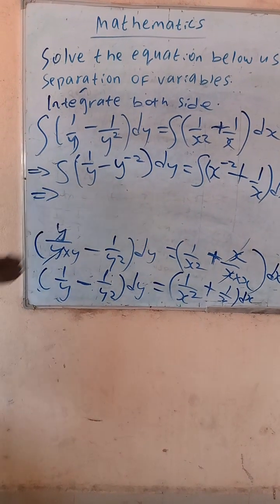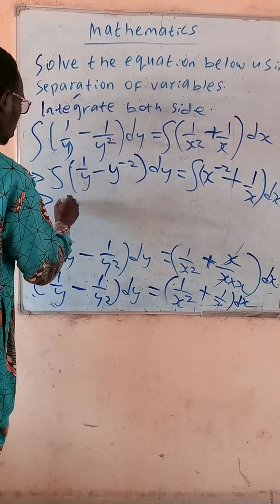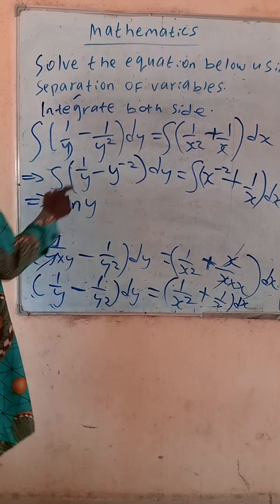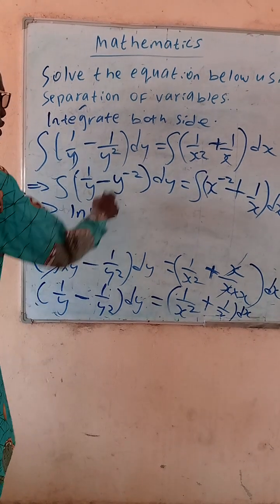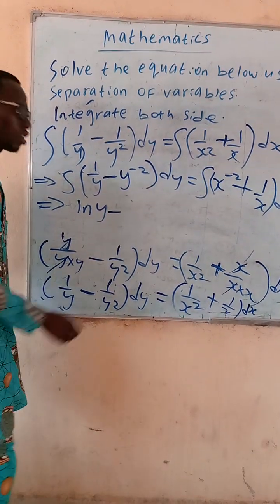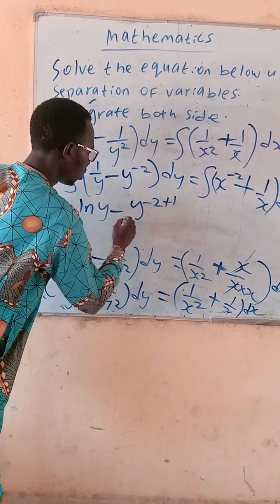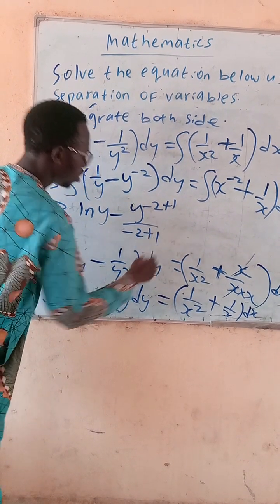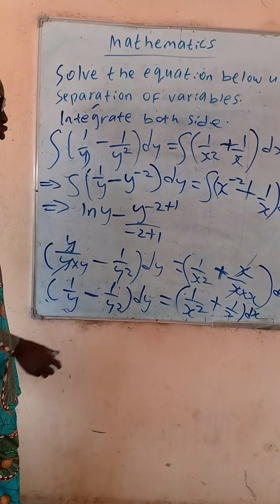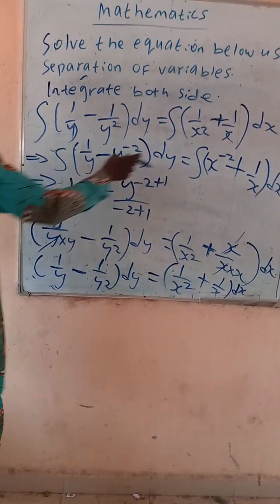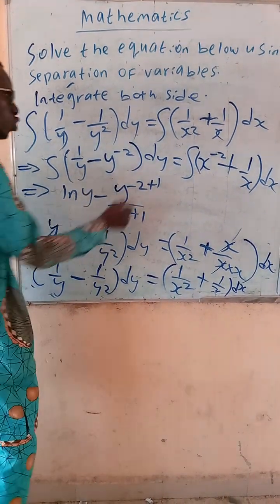So similarly, we are going to now integrate it. Integration of 1 over y is ln y. Then we bring down our minus sign. Then we are going to integrate y raised to power minus 2. How can we integrate that? So we have y raised to power minus 2 plus 1, divided by minus 2 plus 1. This is how we integrate it. We are going to add 1 to the power and divide by the new power. Have you seen that now? So we integrated both of them with respect to y. That's why we had this dy.